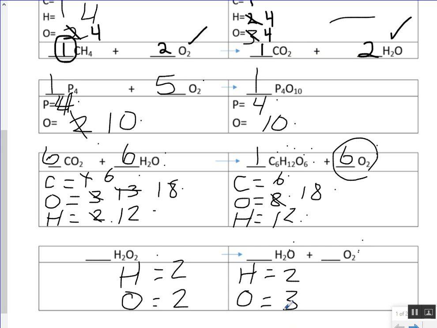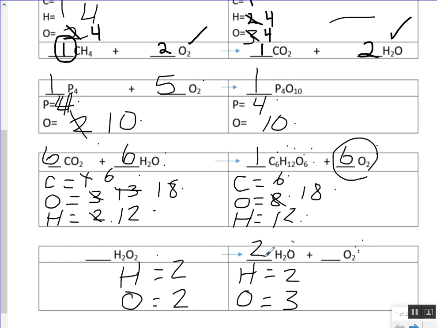But I've got O's in 2 different places, so watch what I'm going to do here. I know this is going to seem a little off, a little tricky to you, but since I have O's in 2 places here, 1 here and 2 there, I don't want to try to make 6. I want to make an even number. So I'm going to put a 2 in front of the H2O.